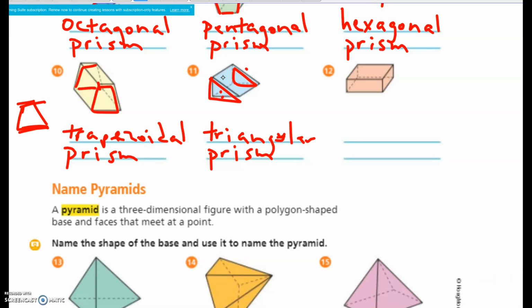All right, we're going to stop for a moment, and I want to see if you know the name for number 12, and do not write the word box. All right, the thing that you have 2 of are right here and right here, and those are rectangles. So it's a rectangular prism. Yep, guys, I think my pen is going.